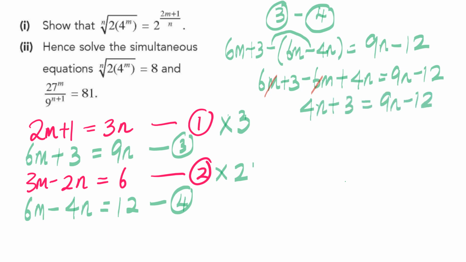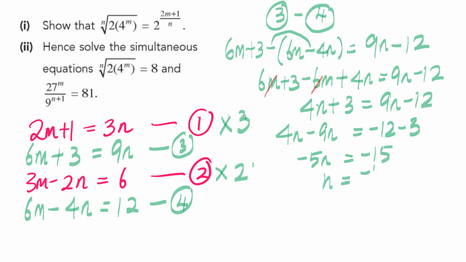Let's put all our n's on the left-hand side. That will give me negative 12, and the numbers on the right-hand side. So -5n = -15. n will be -15 divided by -5. That gives us 3. Happiness. We got the answer for n. Alright, but our mission is not accomplished yet.